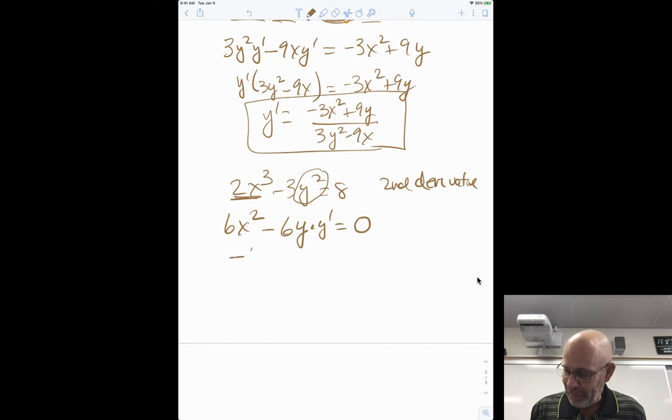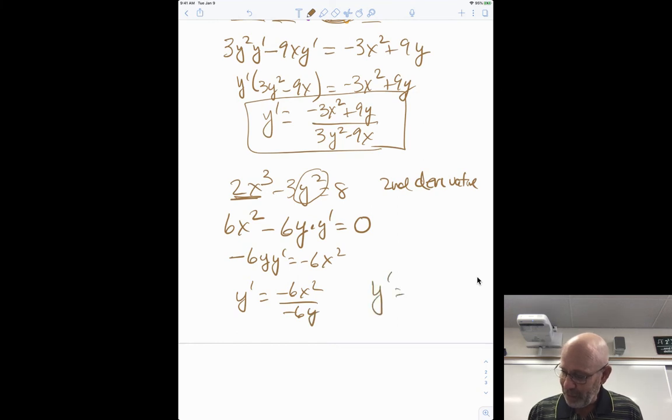I'm going to do the same thing I've done before. Negative 6y, y prime equals negative 6x squared. Divide through, negative 6x squared over negative 6y. I'll do a little simplifying, and we get y prime equals x squared over y.